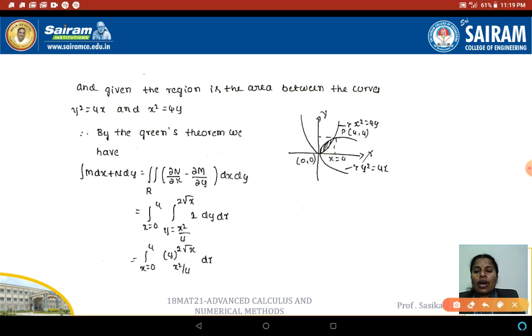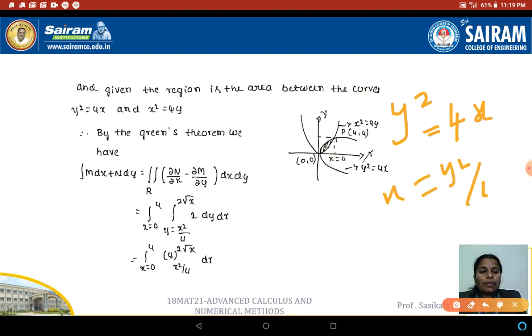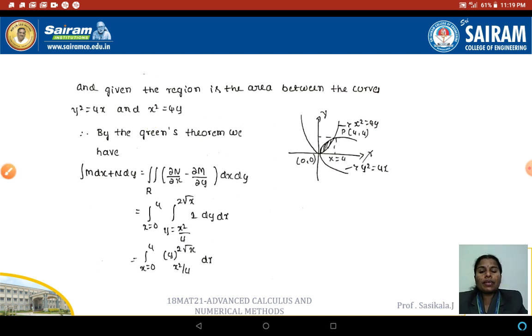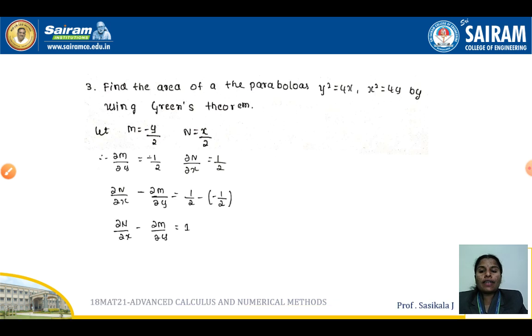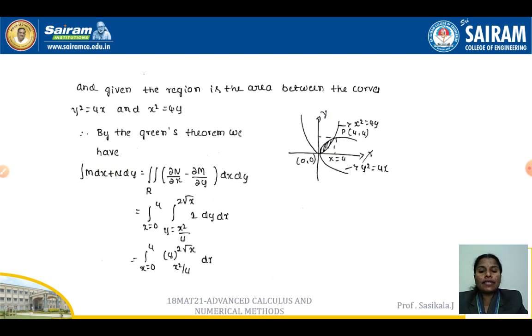You can take any one equation and substitute it. You have y squared equal to 4x, right? So x is equal to y squared by 4. Substitute this x value into the other equation, and you will be able to get your y points. So y is 0 and 4. Similarly you can find your x values also. So you will get the points 0, 0 and 4, 4. You can see the graph and identify.